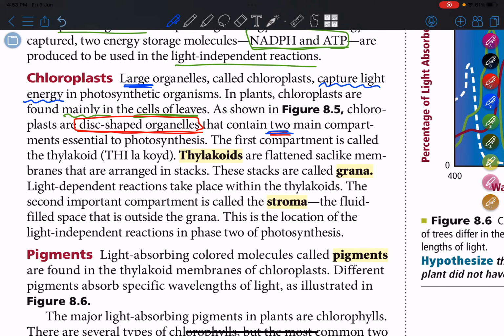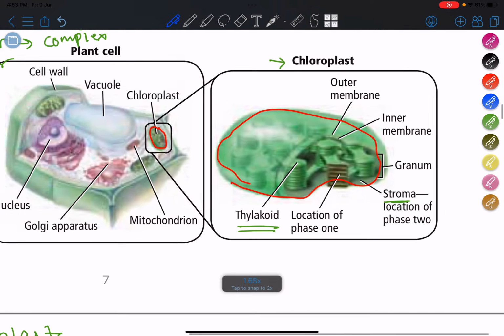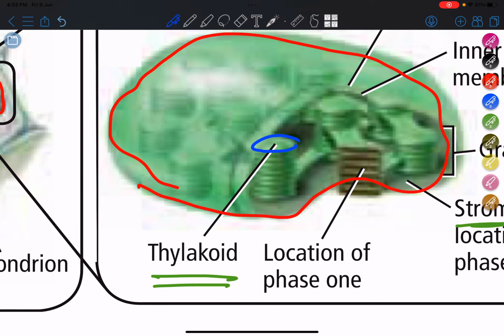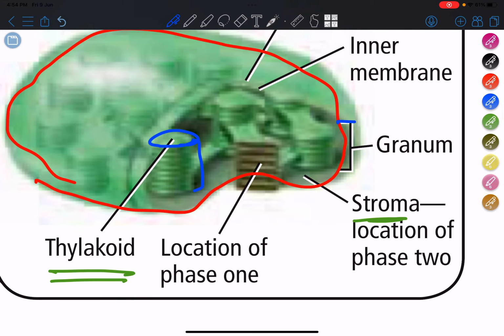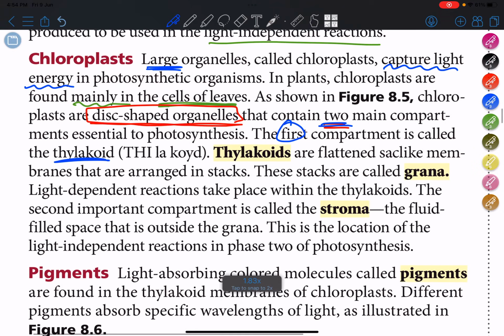What are they? The first component that we're going to talk about is the thylakoid, and I'll show you the picture of the thylakoid. If you look here, this is the thylakoid, and then we'll know later that these stacks are called grana. One is called granum, multiple of them are called grana. Now, thylakoids are flattened sac-like membranes.